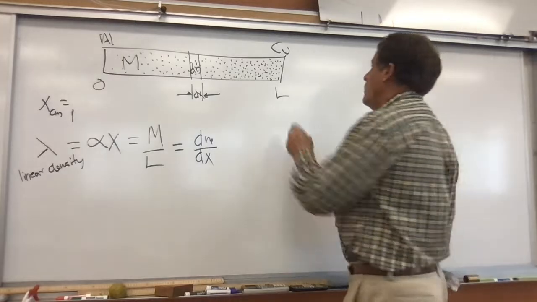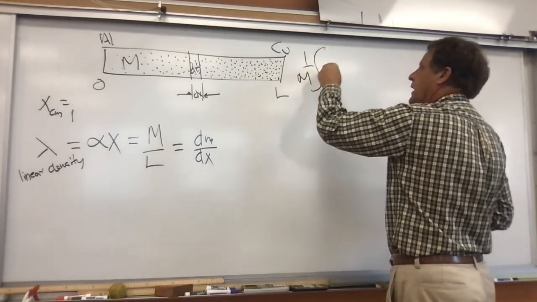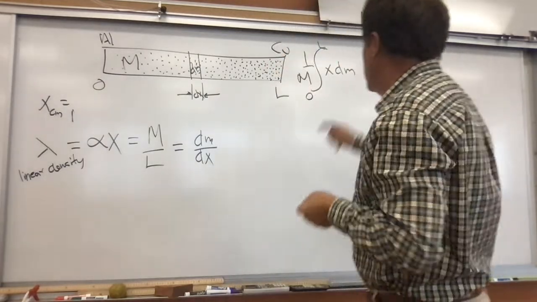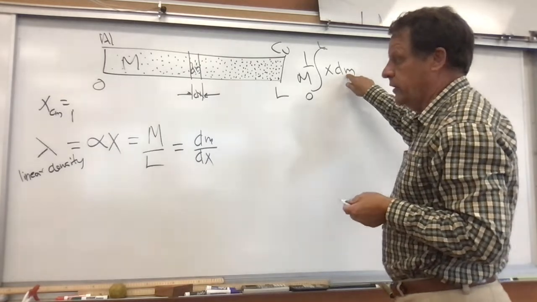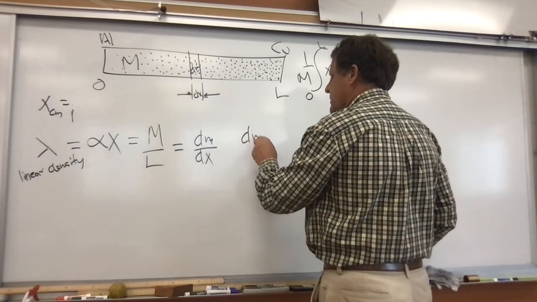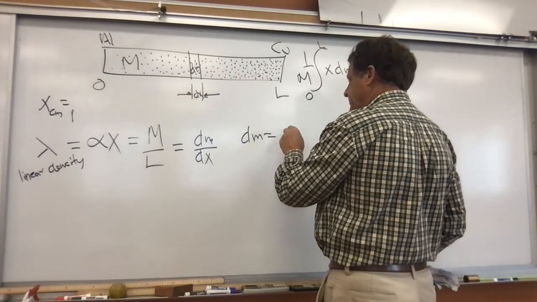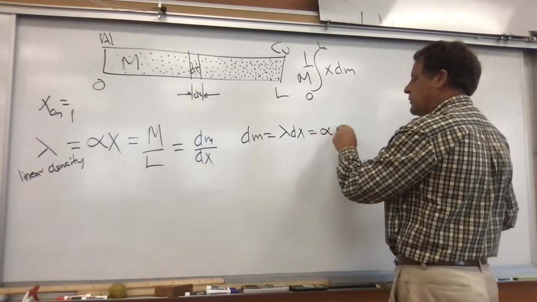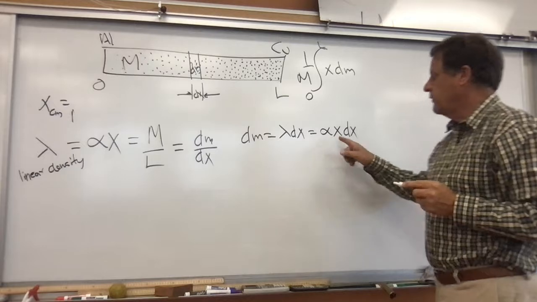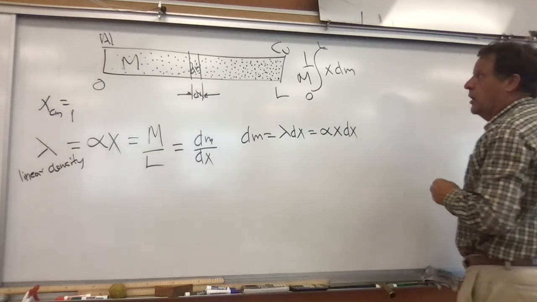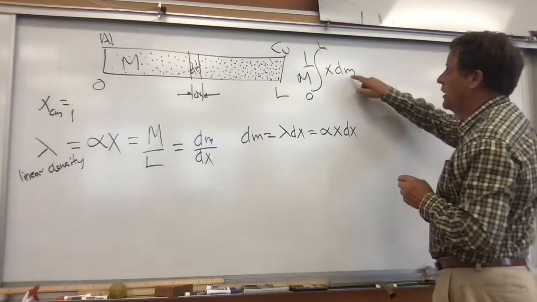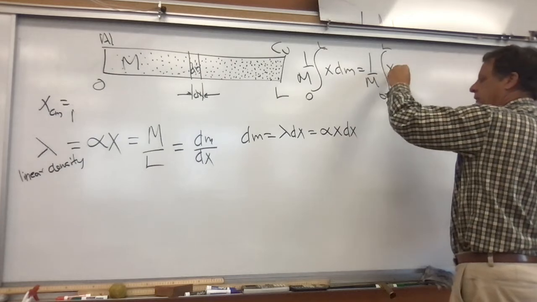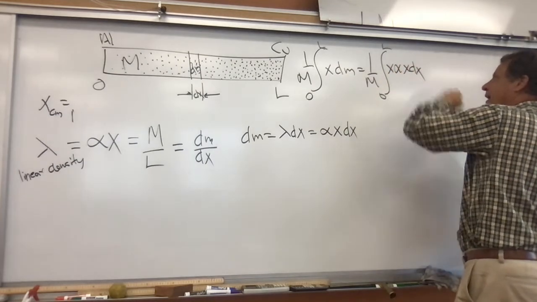It is still equal to dm over dx. So we start with this integral of 1 over m of x dm, and again, this time we're going from 0 to L. We still need to get dm all by itself. So we're going to say dm is equal to lambda dx, but our lambda is equal to alpha x. So now we're going to get alpha x dx is equal to our dm. So now we can make this equal to 1 over m integral from 0 to L of x alpha x dx.